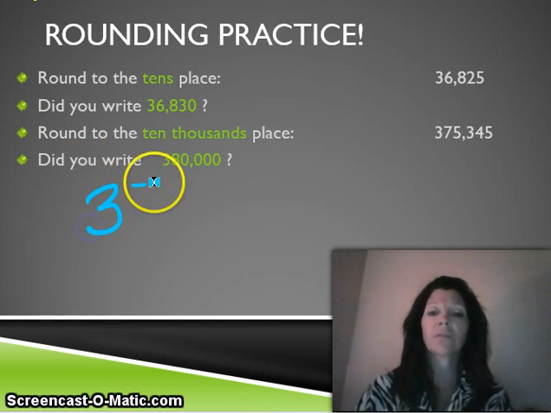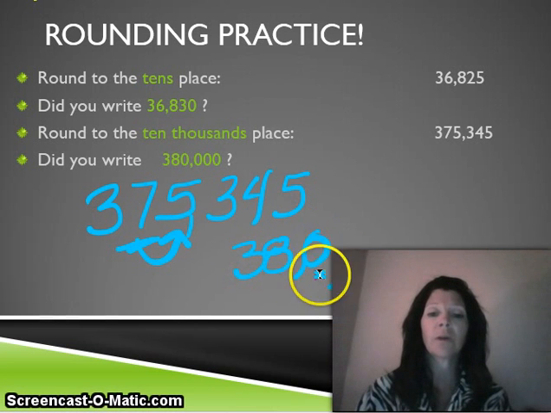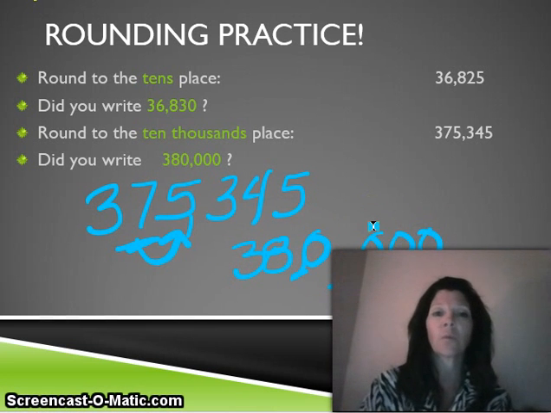If you write 375,345, you're going to the 10,000s place, which is the 7. You looked next door, that's a 5. 5 or above, that means you increase this number by 1. So by 1, the 7 becomes an 8. Add a 0. The rest become zeros. Excellent work. Let's look at one more.